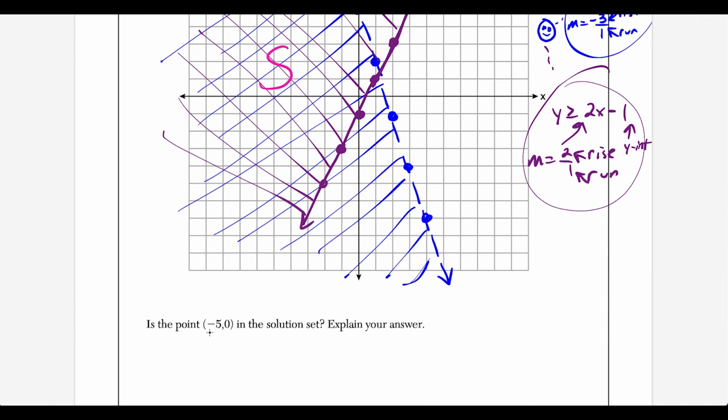So now for the last part, we want to determine if -5, 0 is in the solution set. So let's look. We go to the left 1, 2, 3, 4, 5, and we're going up 0. And we could say, yes, -5, 0 is in the solution set because it lies in the intersection of the shaded regions.